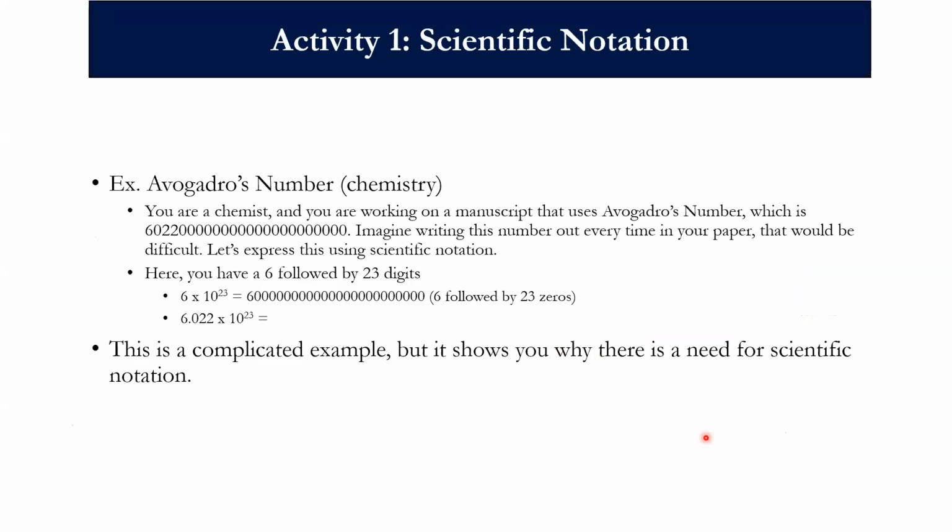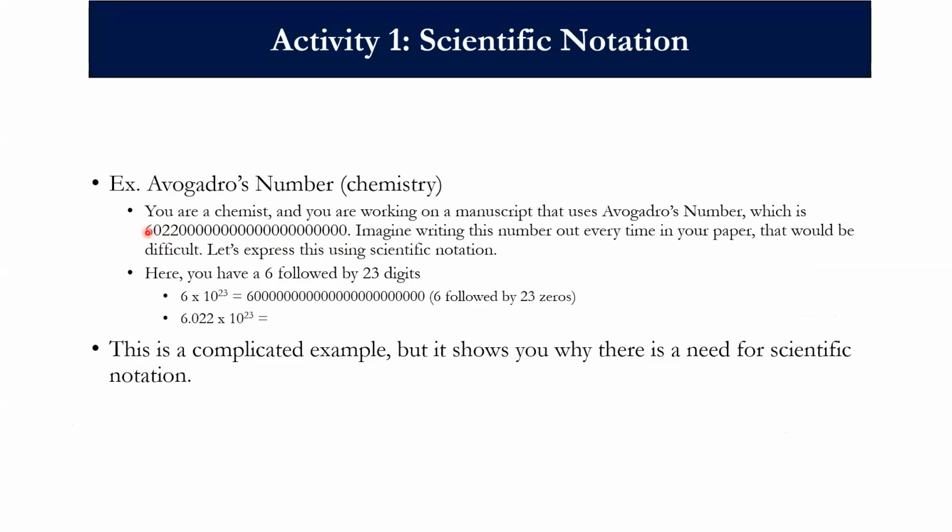Okay, so here I give an example of working with an extremely large number. This is Avogadro's number, and it's used in chemistry. So if you're a chemist and you're working with this number in a manuscript, as you can imagine, it would be very difficult to write this number out every single time in your manuscript, and it would be very difficult to articulate this value in a presentation. So it's easier if we write this using scientific notation.